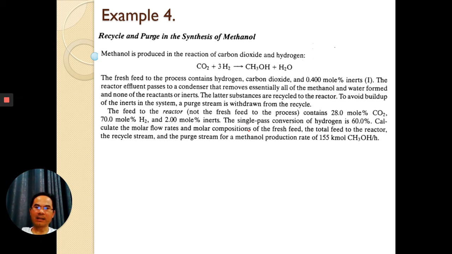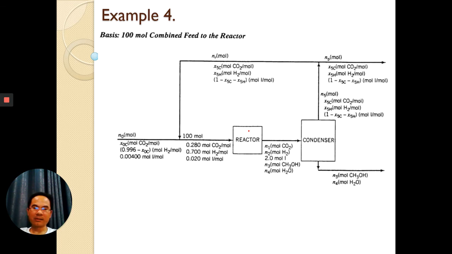Okay, the latter substances, the non-condensed reactant and inert, we recycle to the reactor, and also to avoid the build-up of the inert in the system, the purge stream is withdrawn from the recycle. Okay, you can draw this is the recycle. We have the feed mixed with the recycle, and we have a reactor and product out of the reactor, and also we send the product to the condenser. Out of the condenser, we have two streams. The product is methanol and water, and the other stream is separated into recycle and purge, something like this.